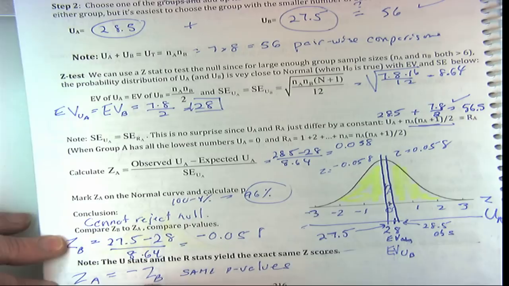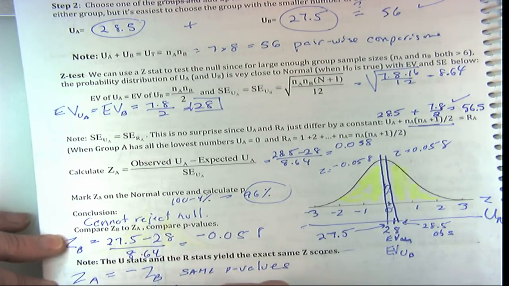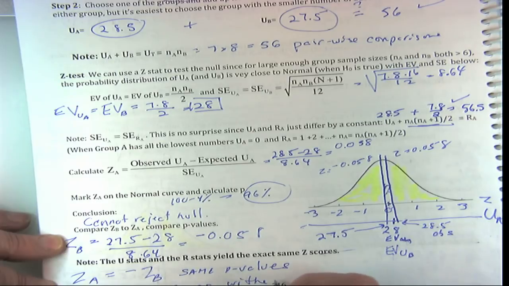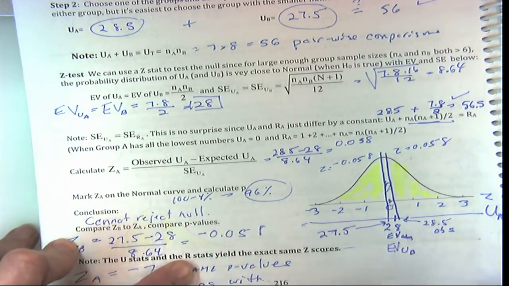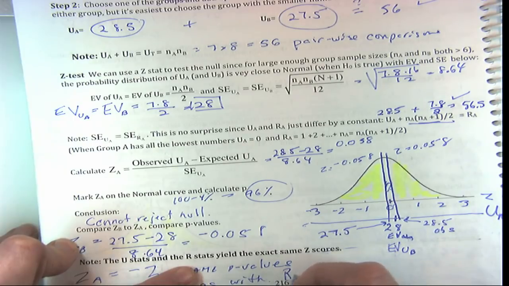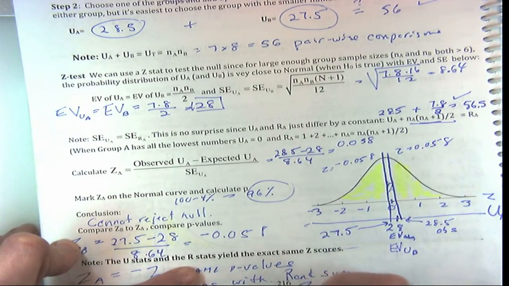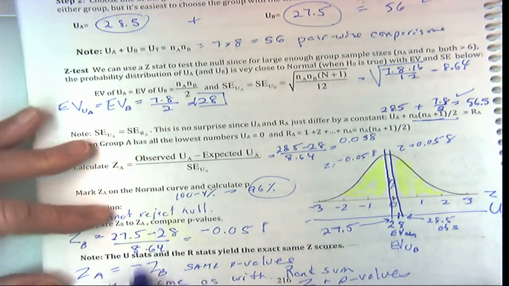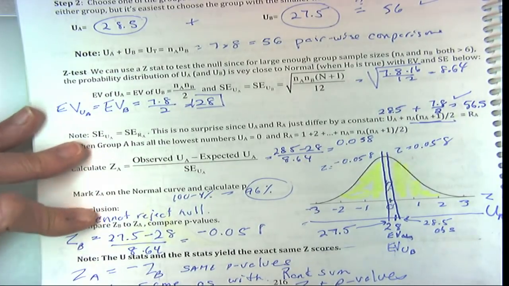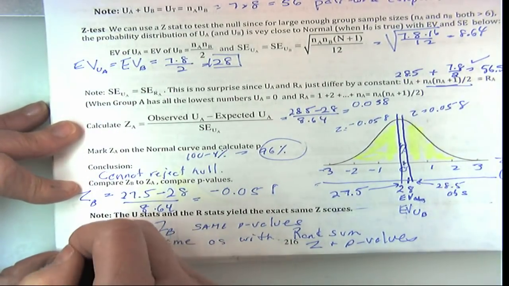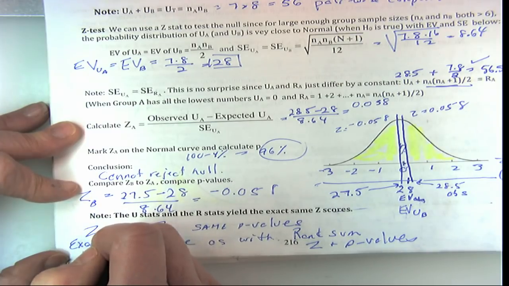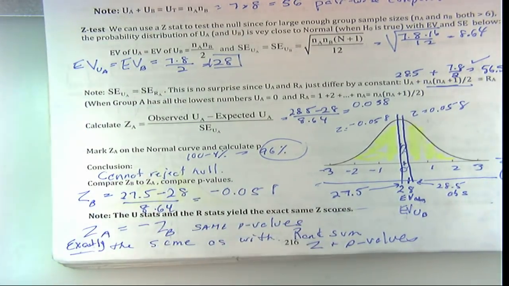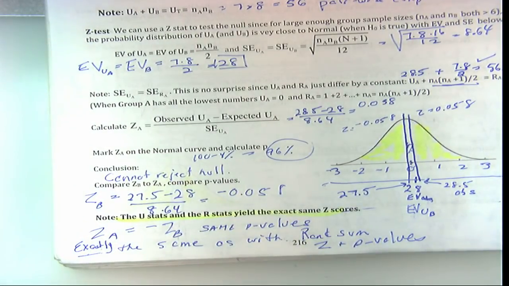And it's all the same as with the rank sum, the R, Ranksum, Z and p-values. Exactly the same. That's just what I said here. All right, and same p-values. Any questions? It's pretty simple.